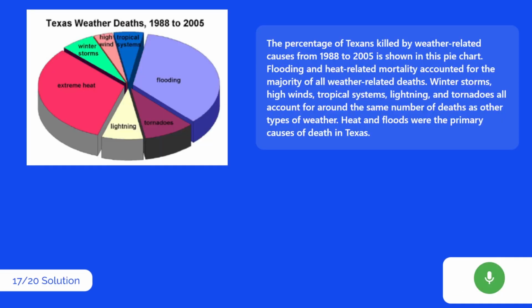The percentage of Texans killed by weather-related causes from 1988 to 2005 is shown in this pie chart. Flooding and heat-related mortality accounted for the majority of all weather-related deaths. Winter storms, high winds, tropical systems, lightning, and tornadoes all account for around the same number of deaths as other types of weather. Heat and floods were the primary causes of death in Texas.